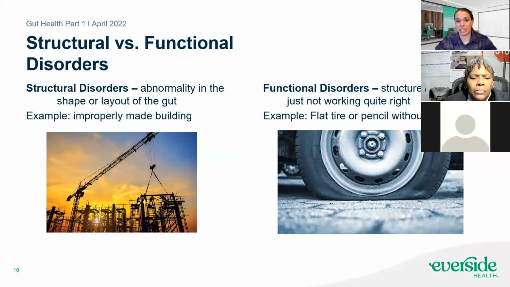When things go wrong with the GI tract, it's usually either a structural issue or a functional issue. A structural issue is when something's wrong with the layout or the shape or the building block structure of the GI tract, an improperly made building. Functional issues are where the structure is okay, but it's just not working right. So you have a flat tire, all right? You could just have the air be out of the tire, and that's just a functional issue. If you have a nail in the tire, that's a structural issue, and you need to fix the structural issue before you put the air back in the tire, right?